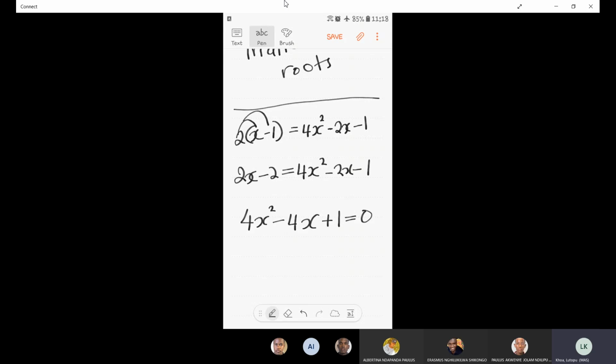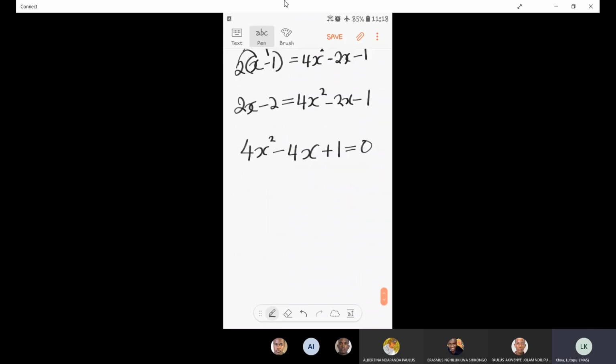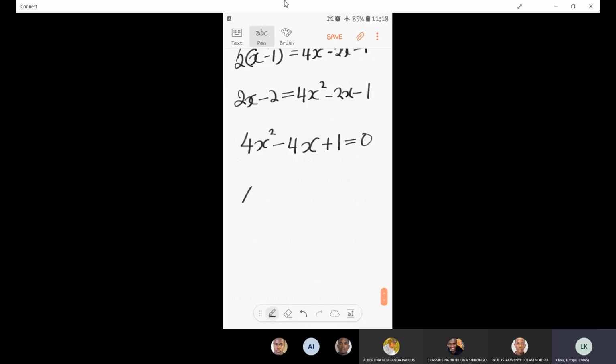Okay, so we want to classify our roots. In order to do that, we need to know what our discriminant is. So our discriminant is given by b squared minus 4ac. Now I can label my points. A is 4, the coefficient of x squared. B is negative 4, the coefficient of x. And c is the constant, whatever term doesn't have x. So this is 1.